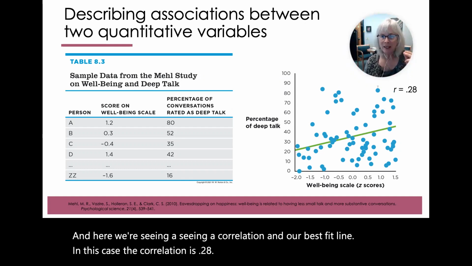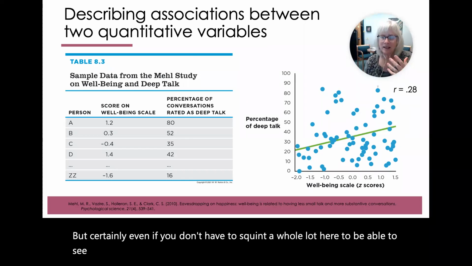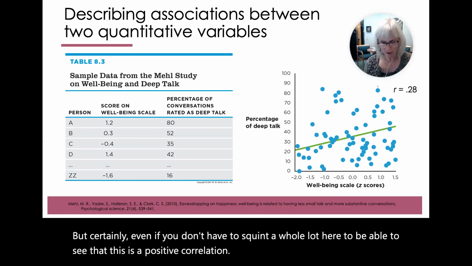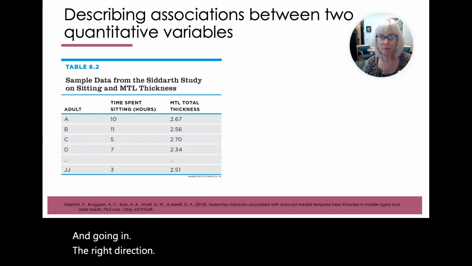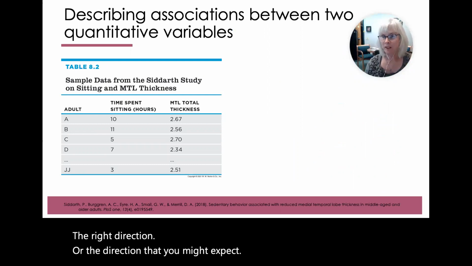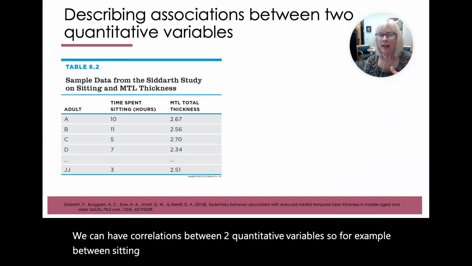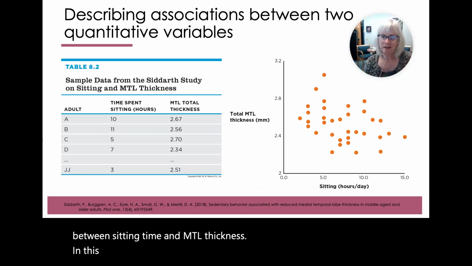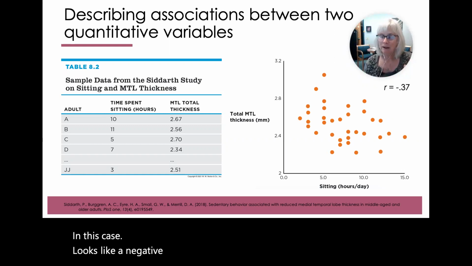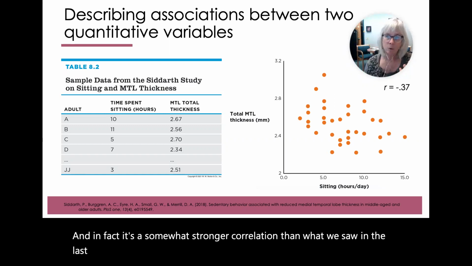So a moderate correlation, not huge, but you don't have to squint a whole lot here to see that this is a positive correlation, going in the direction that you might expect. We can have correlations between two quantitative variables, for example, between sitting time and MTL thickness. In this case, it looks like a negative correlation, and in fact it's somewhat stronger than what we saw in the last figure, a correlation of 0.37.